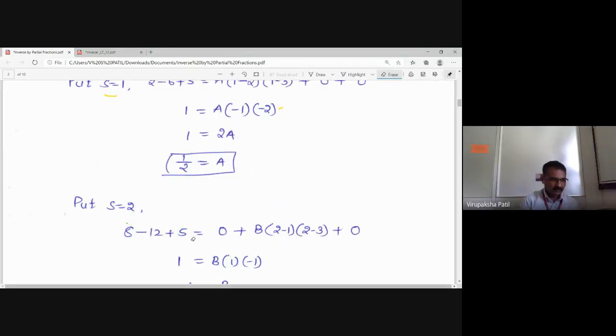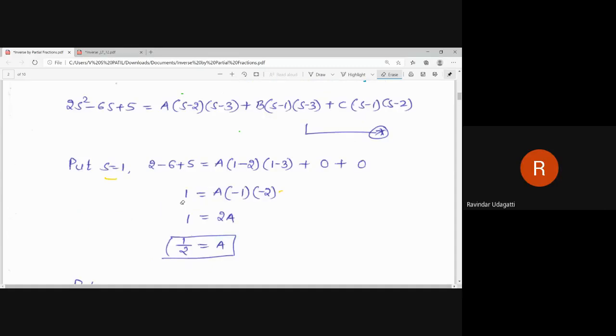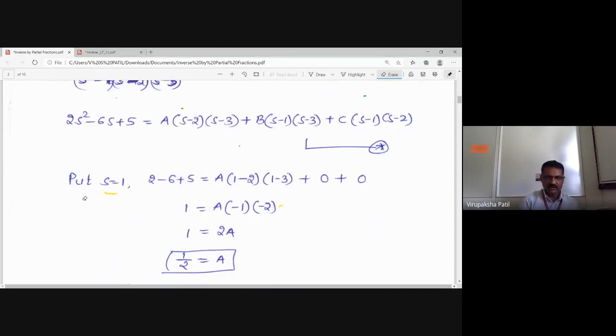Is that clear? Yes, sir. Okay, all are replying yes. So hope you remember this technique of resolving into partial fractions. So shall we go for the next example now?